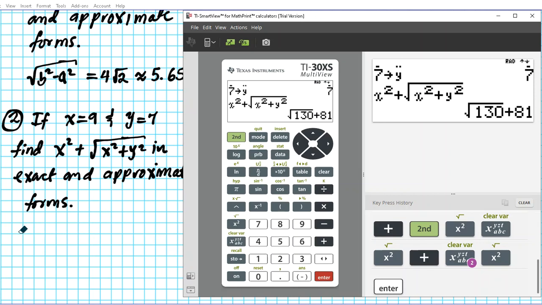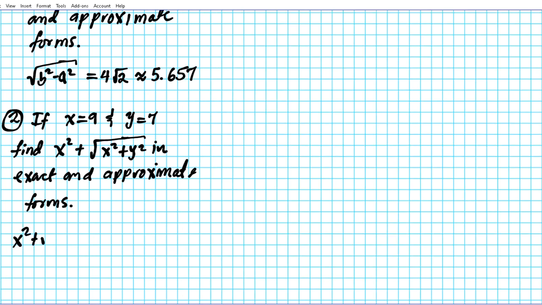Let's put in that format. So x squared plus root x squared plus y squared. The answer is, let me put in the format of the calculator, okay? So it's root 130 plus 81. That's the exact answer, okay?